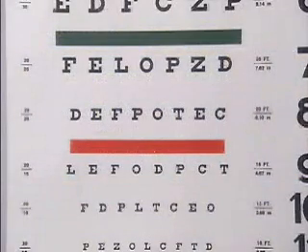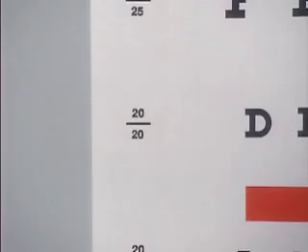Note the visual acuity printed at the side of the line of the eye chart. Visual acuity is expressed as two numbers, for example 20/20. The first number indicates the distance of the patient from the chart, and the second number indicates the distance at which a normal eye can read that particular line of letters without the aid of corrective lenses.